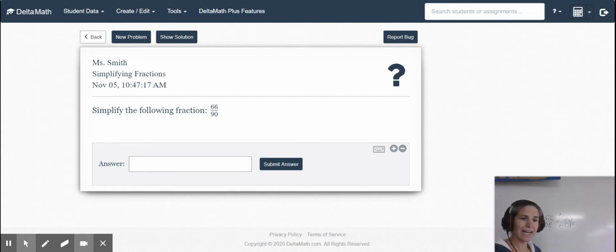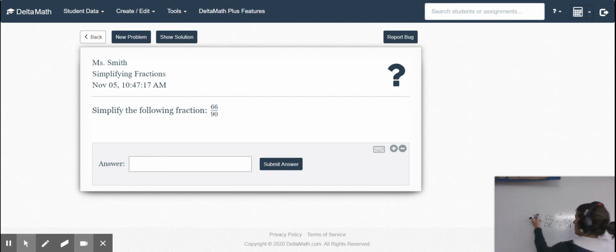The next thing that I noticed is that if I type in 22/30, it's going to be incorrect because I know that they still have another common factor. I know that 22 is an even number and 30 is an even number. That means that 2 is a common factor for both of them. So I'm going to divide even further.